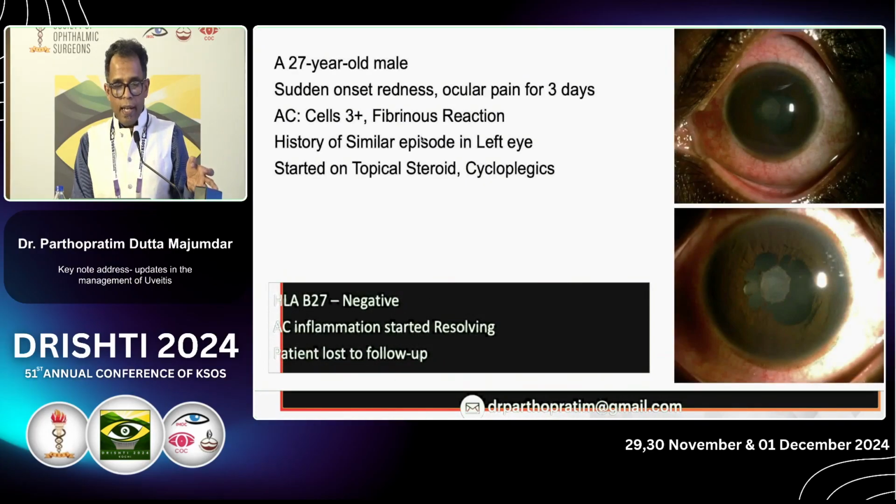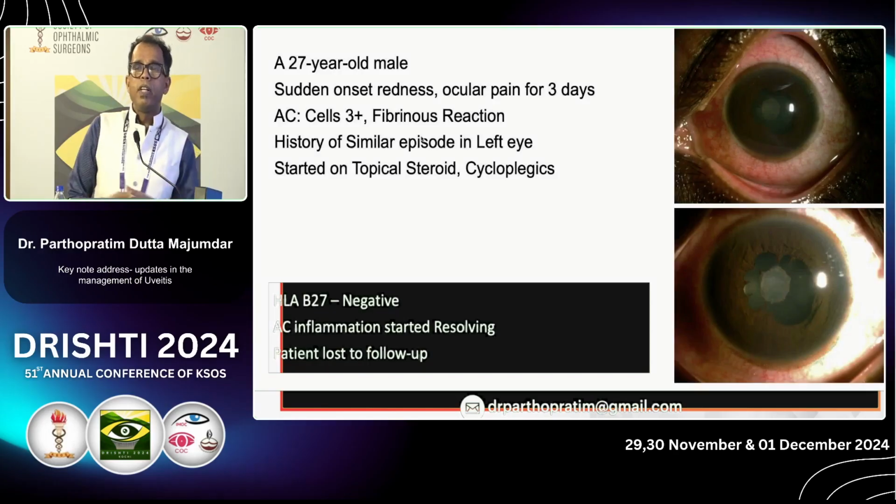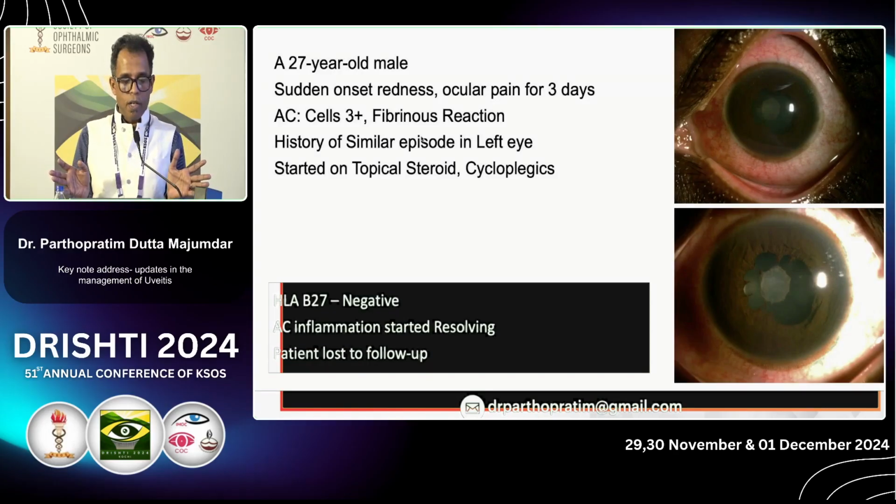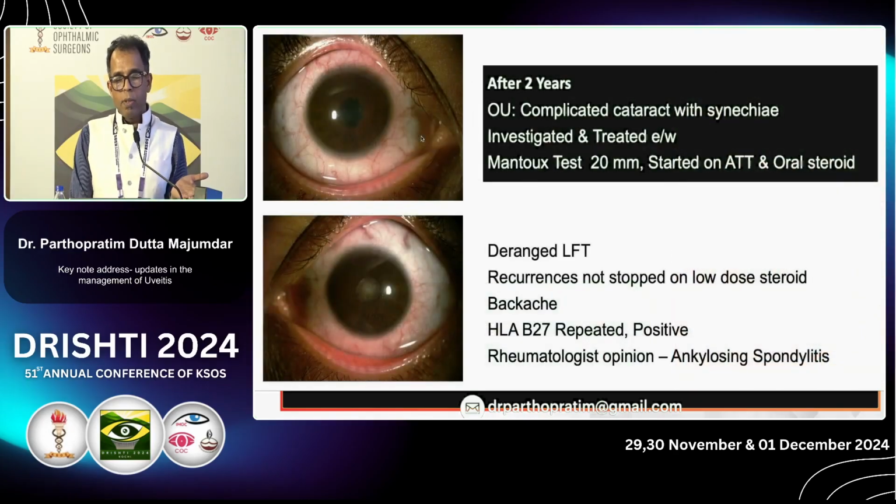So this is again another patient who was treated with fibrinous reaction, so was considered as HLA-B27, but HLA-B27 was negative. The patient was lost to follow-up. The patient went to another hospital, a tertiary center, and there it was diagnosed and treated as TB because the Mantoux test was 20 millimeter. So, and HLA-B27 was negative, so they thought that it is TB only.